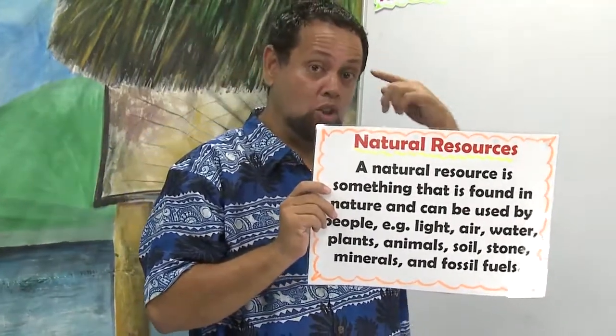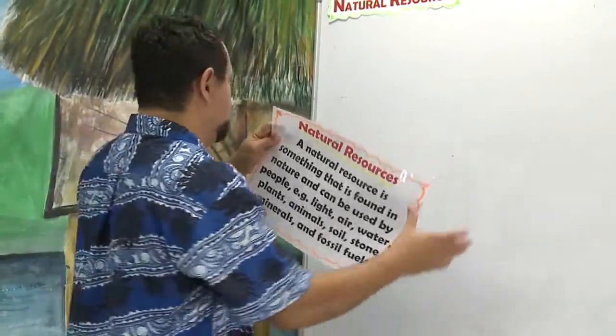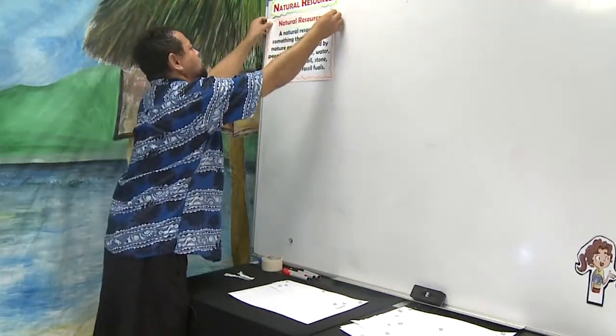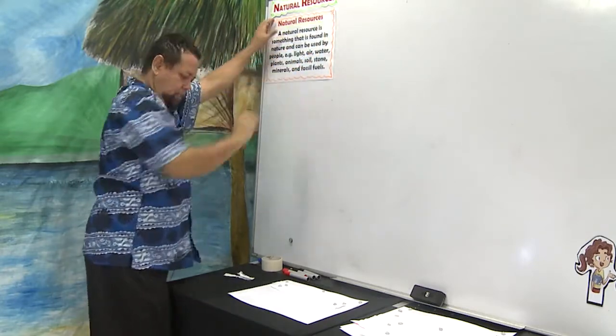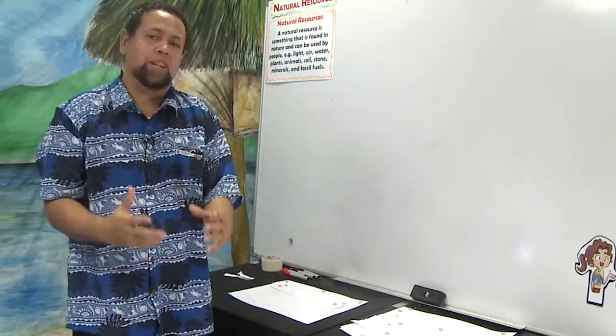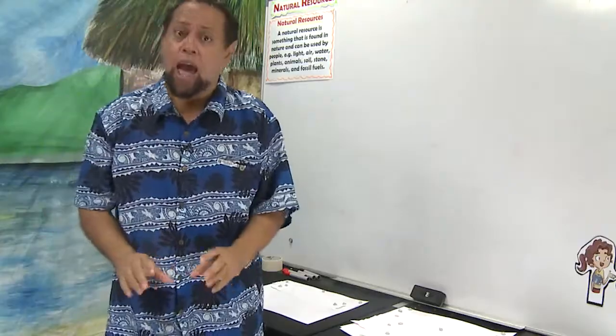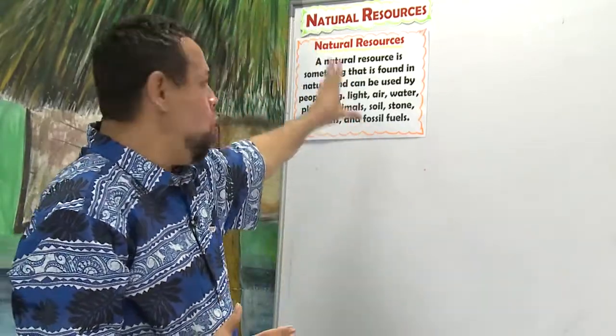Now, pop back into your mind. Shall we put this up here? Natural resources. Now, there's another thing that we need to look at. These natural resources, or God-made materials, are classified into two groups. Who can guess what those two groups are?